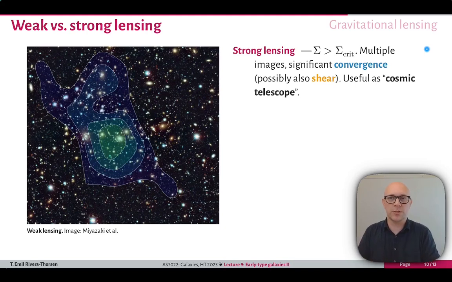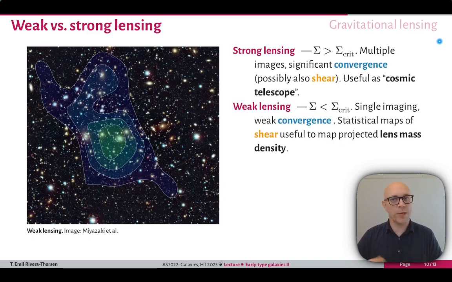At this point, we will get multiple images. We will get significant convergence, which means we will get actual magnification of the background source. And we will also sometimes, but not always, get a very significant shear in the images that we see of the background source. This effect is often very useful as what we would call a cosmic telescope. This is something I use a lot in my own personal research, so that's close to my heart.